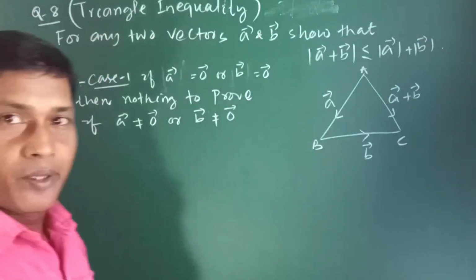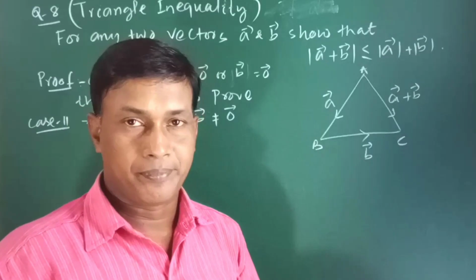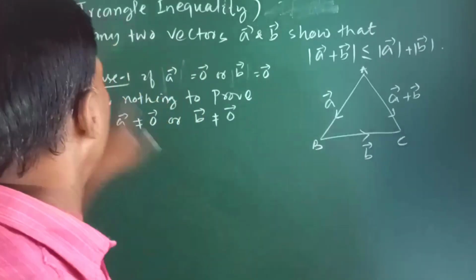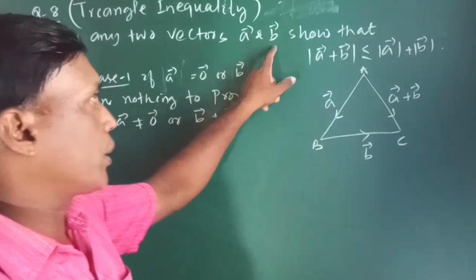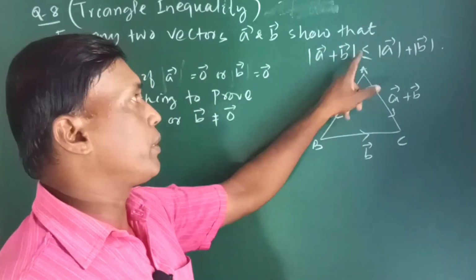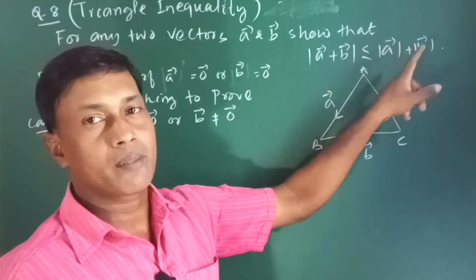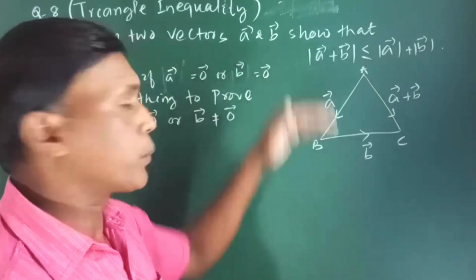Now the triangle law, to show the triangle inequality. Triangle inequality: for any two vectors a vector and b vector, the magnitude of a plus b is less than or equal to the magnitude of a plus the magnitude of b. How can you show this?